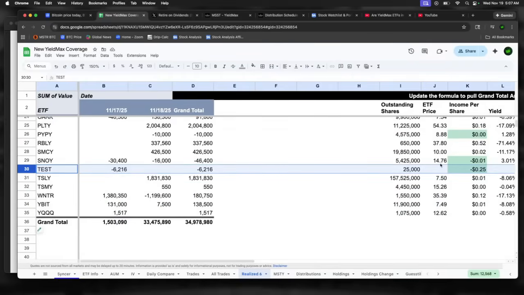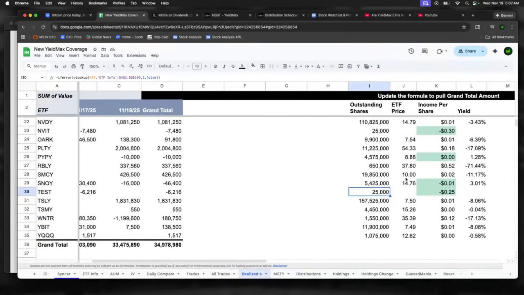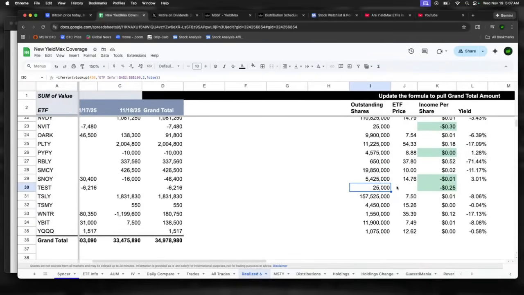Oh no, wait, I'm sorry. The ETF price is not updated, so this is not a true per share comparison. Well, actually, no, it is, because we do have the outstanding shares, assuming that is still accurate. But it is pulling, so maybe that is accurate. We just can't calculate the yield. All right, hopefully that makes sense.